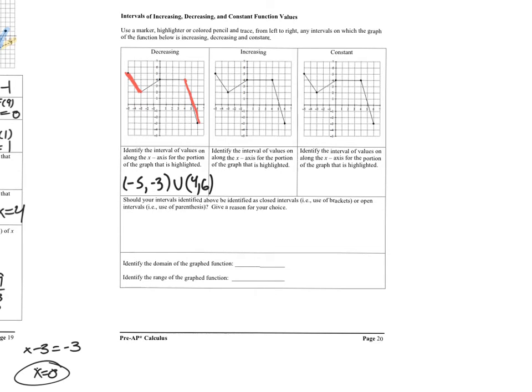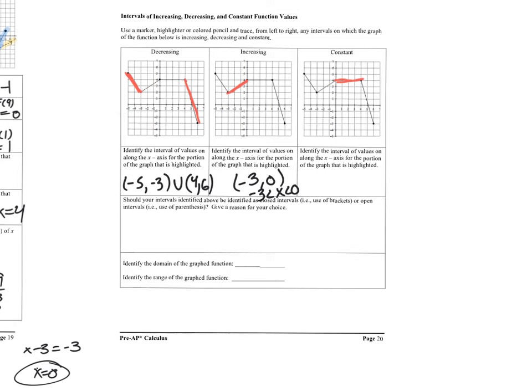Now looking at where this function is increasing. Here we only have one interval where this function is increasing, and the interval is from -3 to 0, when x is bounded between -3 and 0. And then when it's constant, we just have one interval again as well, and it is right here.